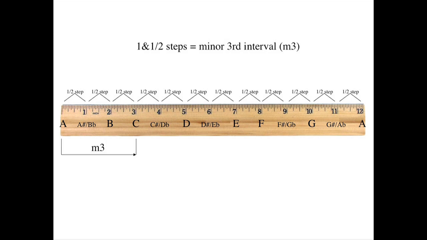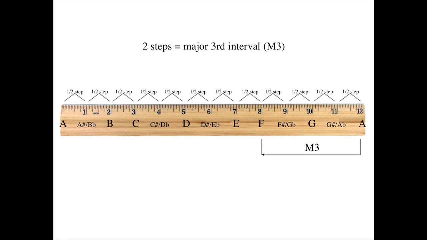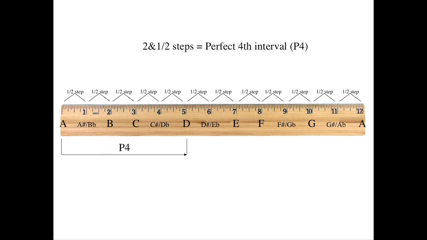Okay, next interval, minor third, 1.5 steps. You start with A, you go up a minor third, you land on C. You start with A, you go down a minor third, you land on F sharp. Next interval, major third. You start on A and go up a major third, you get a C sharp. You start on A and you go down a major third, you get an F.